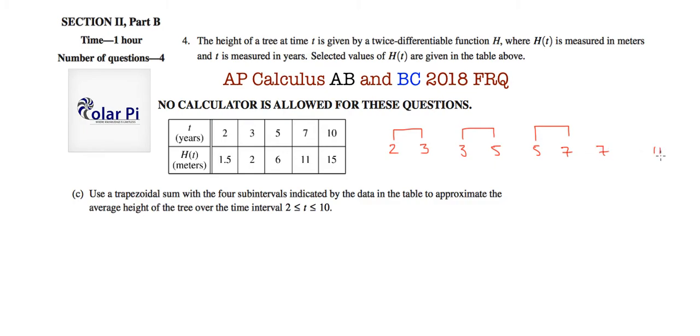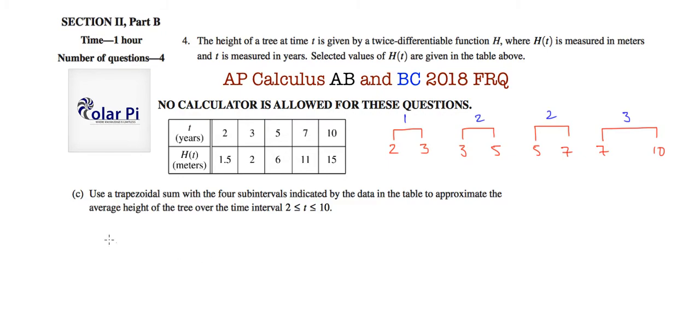So 7 to 10. Okay, let's make this one a bit more convincing. There we are. Now, remember, the length of each interval is going to be the height of the trapezoid. I'm not going to explain it any more than that. And so the height of our first trapezoid will be 1, which is 3 minus 2. The next trapezoid is 2, and then the one after is 2, and then the third and final trapezoid is 3.